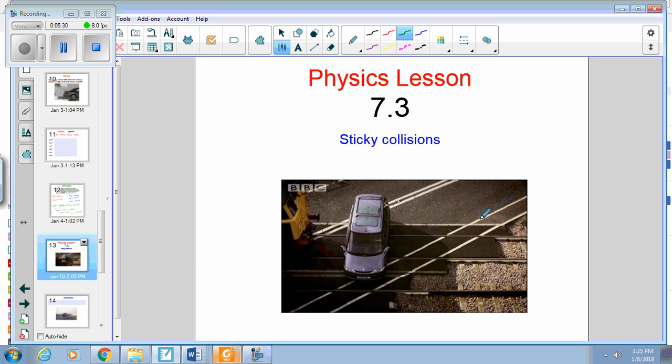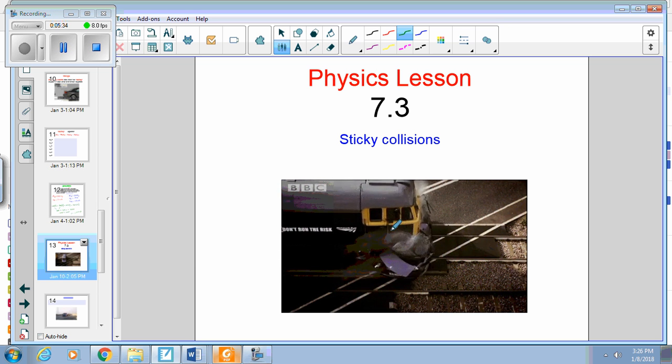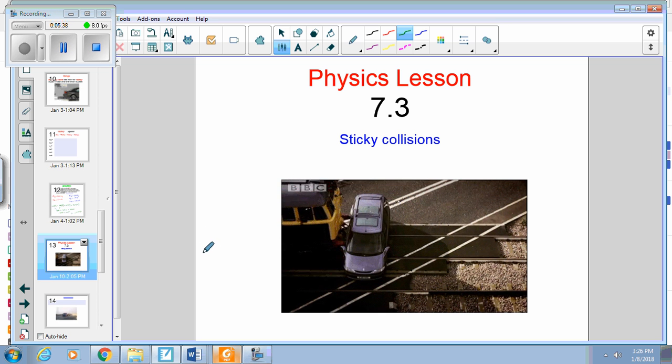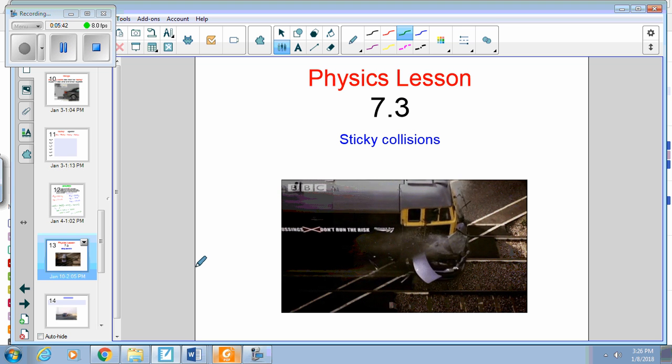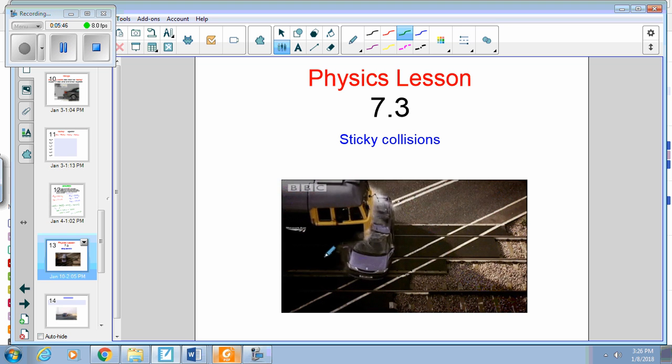Look, they stuck together. Okay, they're separate. That's not good. Now they're stuck together. Okay. Good times. What does that say? Don't run the risk of stopping on a railroad track.